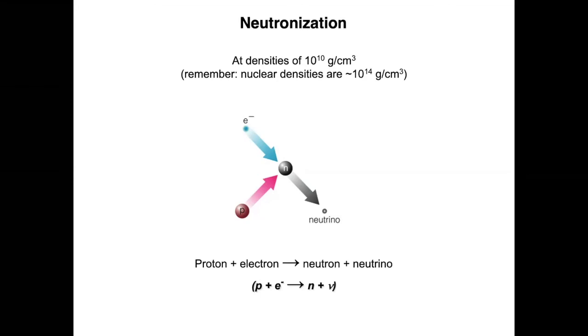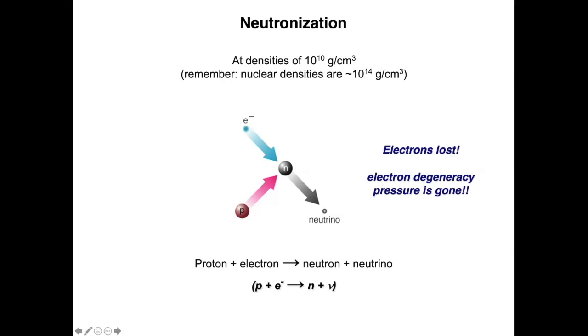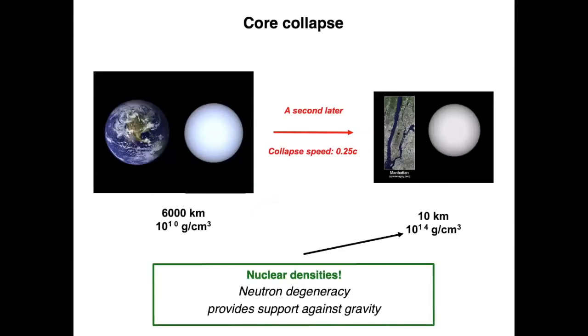At densities of about 10 to the 10 grams per cubic centimeter, protons and electrons combine into neutrons. Now, one of the main consequences of this is that you are getting rid of the electrons. And remember, this is a degenerate core. It's the electrons that are giving you the pressure. What's going to happen is the collapse of the iron core, and you have a neutron star. The collapse is going to happen until neutron degeneracy kicks in to provide support against gravity.